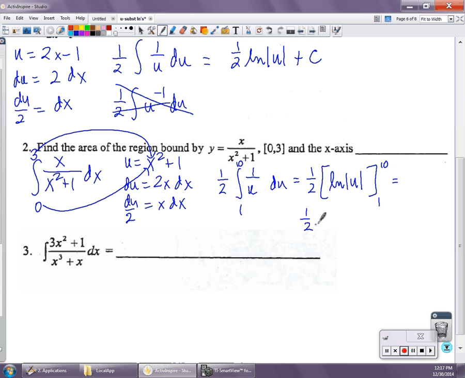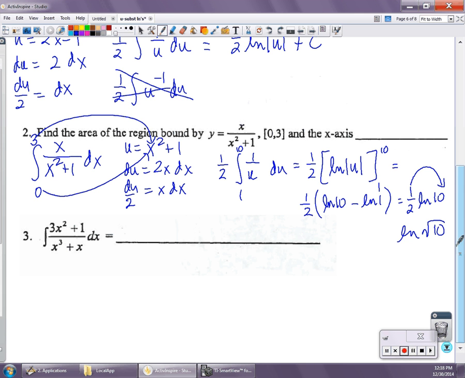So that's 1/2 of the ln of 10 minus the ln of 1. The ln of 1 is 0, so we have 1/2 ln of 10, which is the same thing as ln of the square root of 10. Now, how did I do that? I used a log property to put the exponent back on. So just be aware that although you may not have to write your answer with the log properties, you may encounter a multiple choice scenario where you have to recognize that 1/2 ln of 10 is ln of the square root of 10.